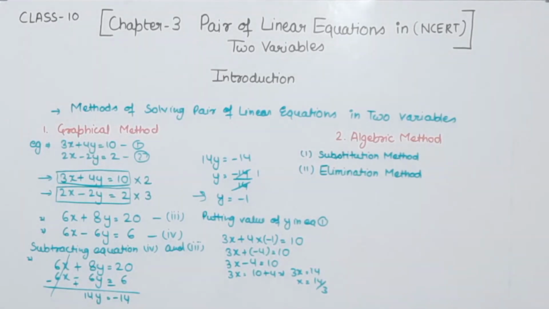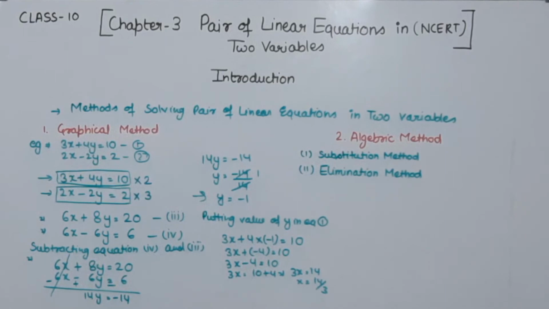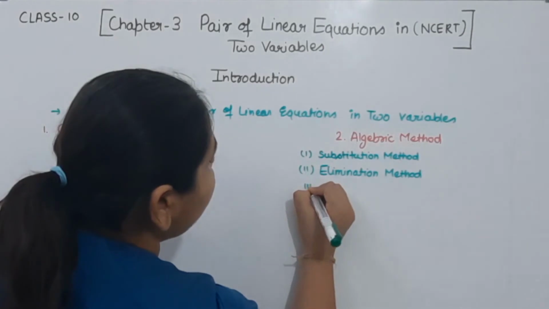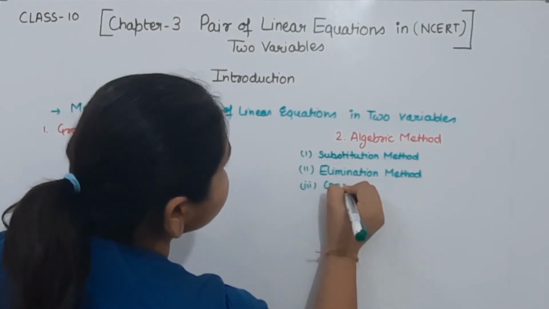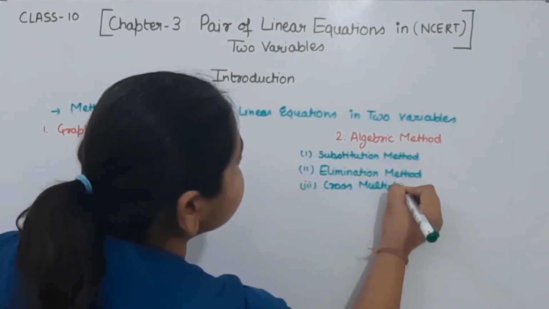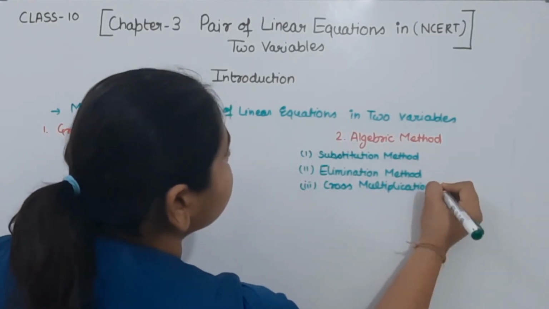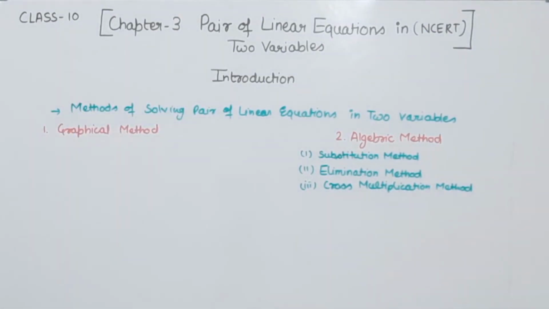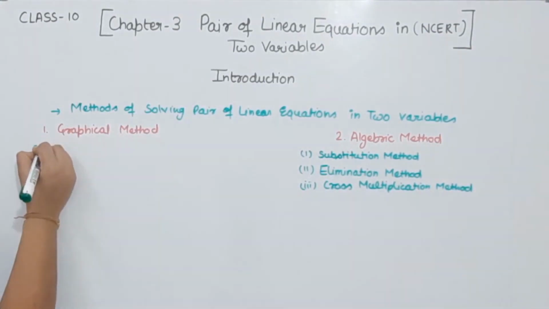Now comes the next one. Now comes the third method. The third method is the cross multiplication method. Now we're going to understand this one. We'll have an example. We're going to take the two equations.